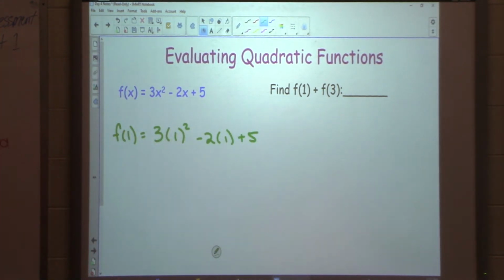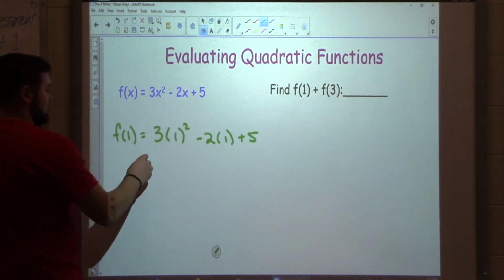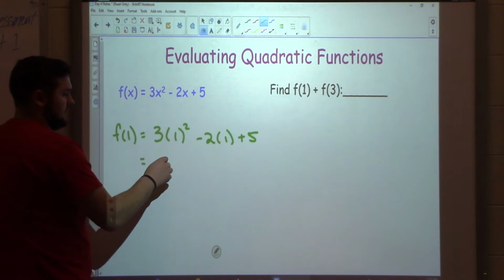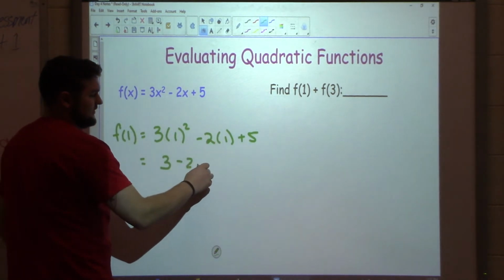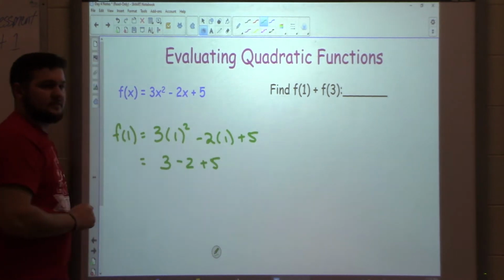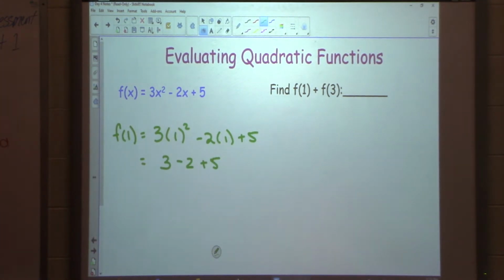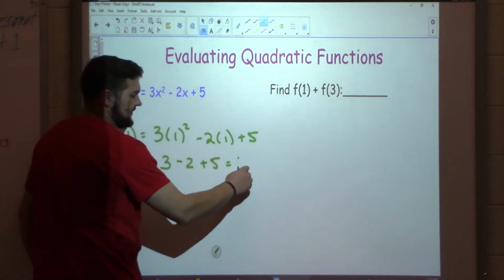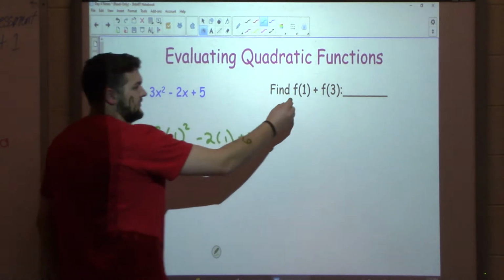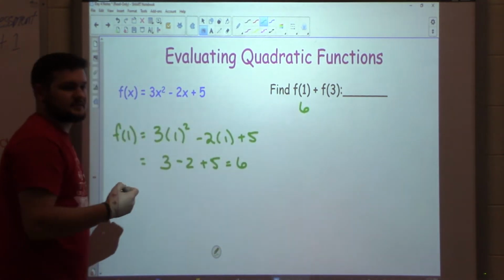We've done f of something before, plugged it in. We get 1 squared is 1, times 3 is 3. Negative 2 times 1 is negative 2, and plus 5. Did I jump a couple steps there? Is that okay? We all understand that? Okay. 3 minus 2 is 1, plus 5 is 6. So f of 1 is 6.